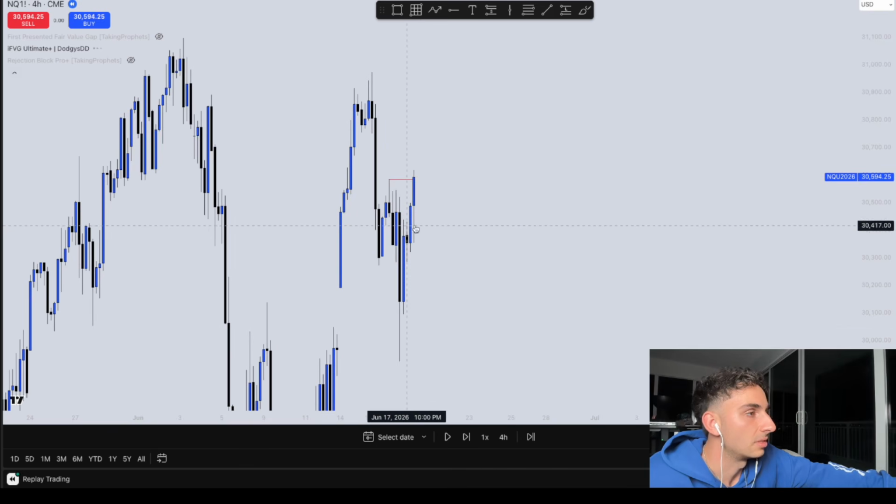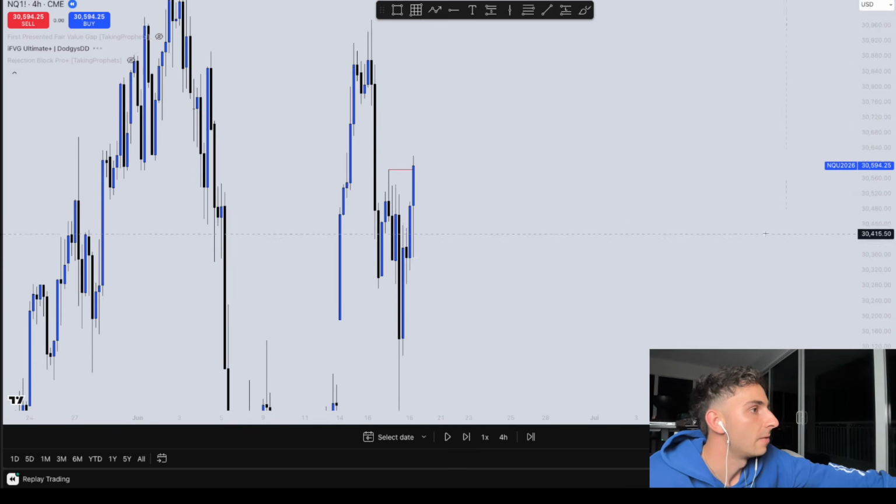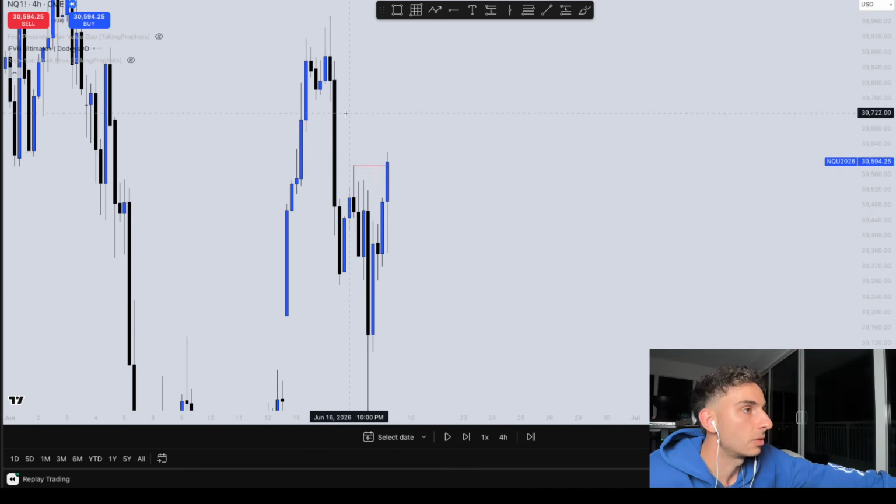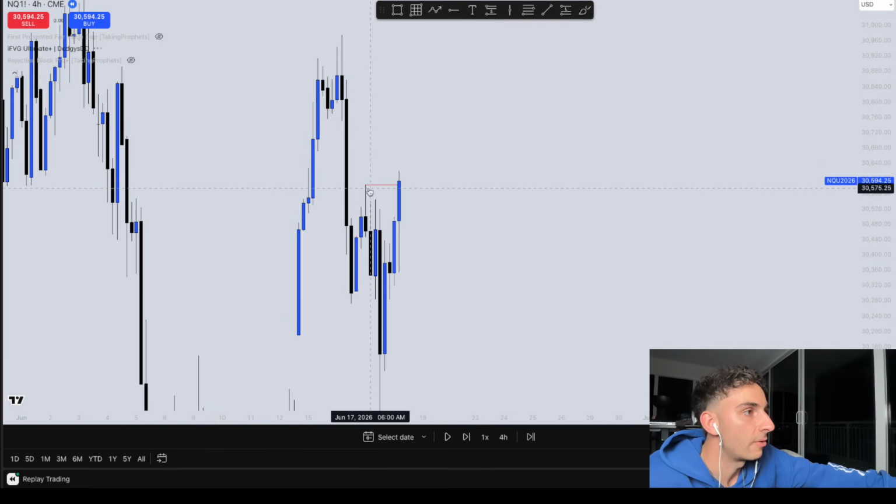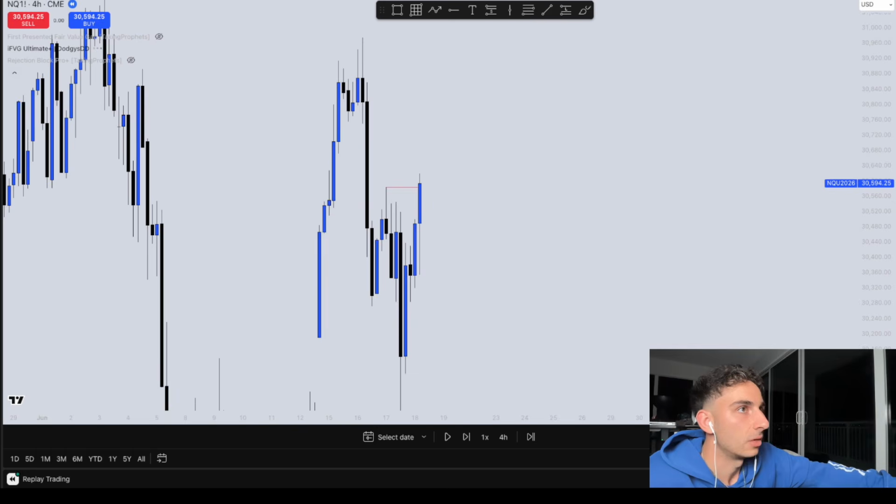I actually do remember this day and the alert that we're about to get. But this was just super, super clean, right? We have this 4-hour gap. We have a high resting inside this gap. So it will always be a very strong setup when we sweep out a high within a gap and then we form an inversion.